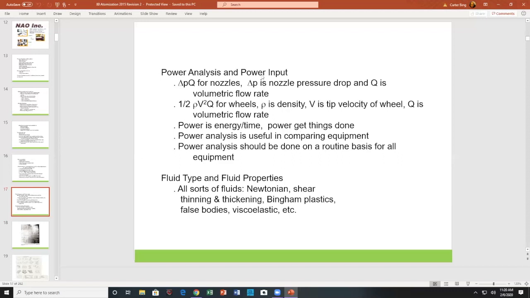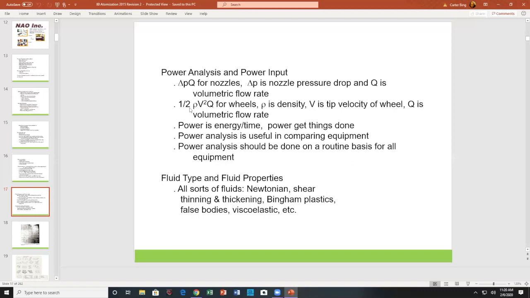Power analysis is kind of interesting. You don't run across power analysis often, but it's a good number to calculate. Basically, it gives you an understanding of your nozzle performance, perhaps. You have pressure drop across the nozzle times volumetric flow rate. The units on that are power.